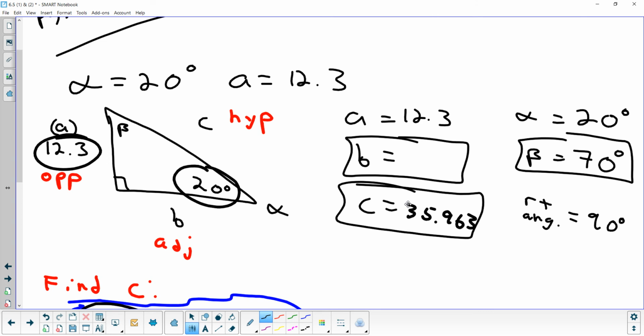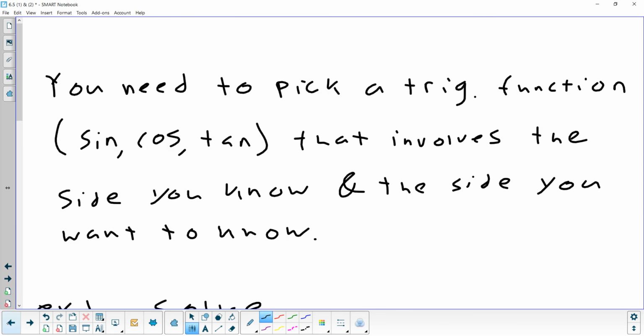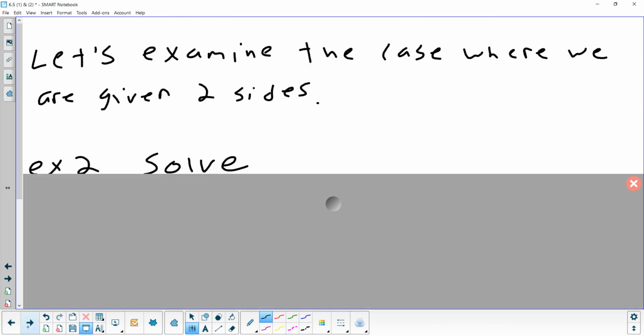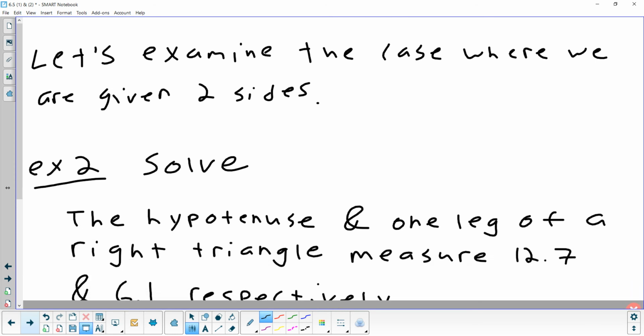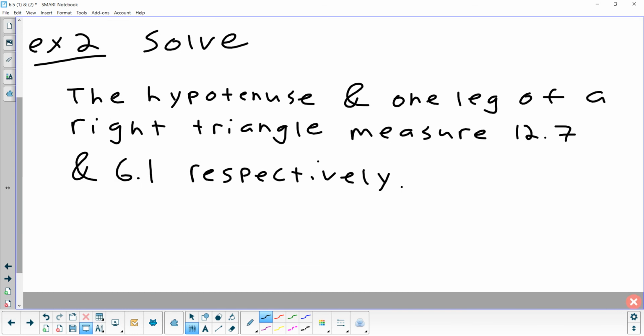Okay. Any questions on how you would finish that up? Okay, I just wanted to make sure I showed you at least one where the variable ended up in the bottom, and then I gave you a couple where the variable was in the top. All right, let's look at the case where we're given two sides. Okay, this case is a little different. They also don't tell us which side is which, so we get to choose.